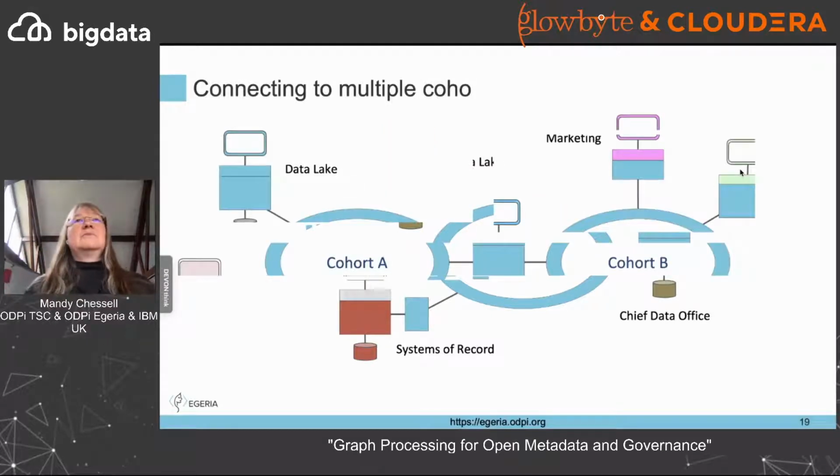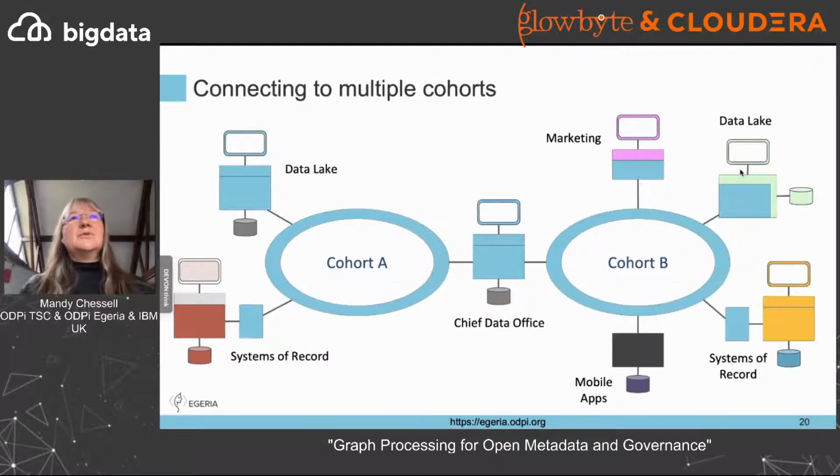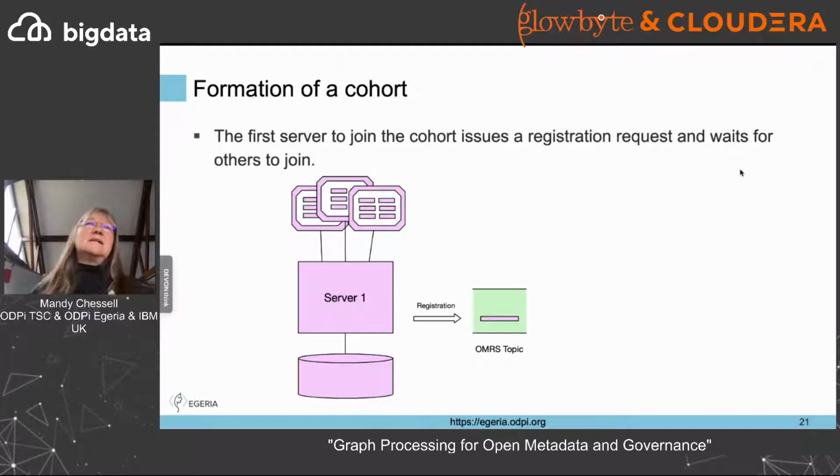And it's possible for large companies for some tools to actually connect to multiple cohorts, and they will see the superset of the metadata being shared in each cohort. And the way the cohorts come together, it's back to this automated configuring, is that the center of the cohort is actually a Kafka topic, and each server, when it joins, adds a registration document to the Kafka topic. So here we've got server 1, which is adding its registration to the topic.